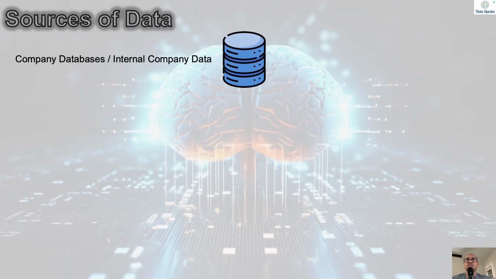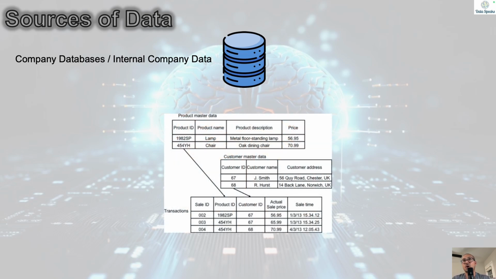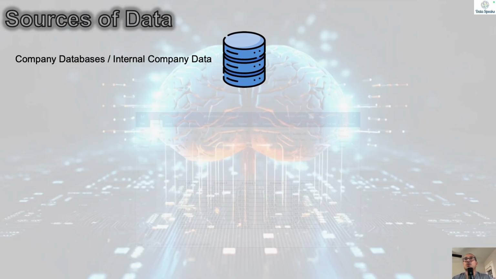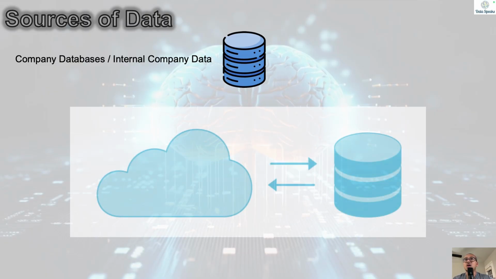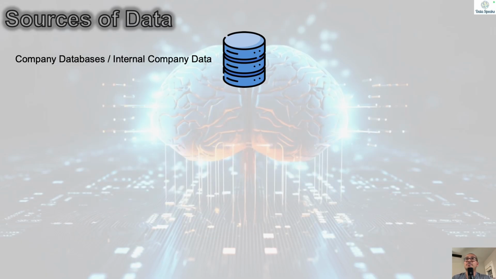The very first source of data we can think of is the company database, or internal company data, or internal company information. When a company runs the business, they store information and data, like day to day transactions, and so on. These data can be of any format, including Excel sheets, Word documents, or databases, maybe cloud databases or on-prem databases, and so on. There can be many different sources of data that a company can store and utilize whenever necessary.